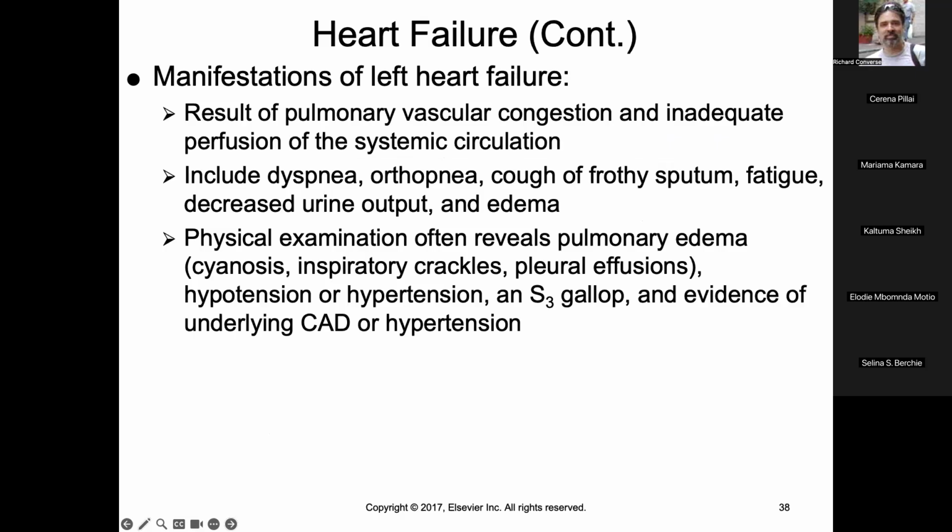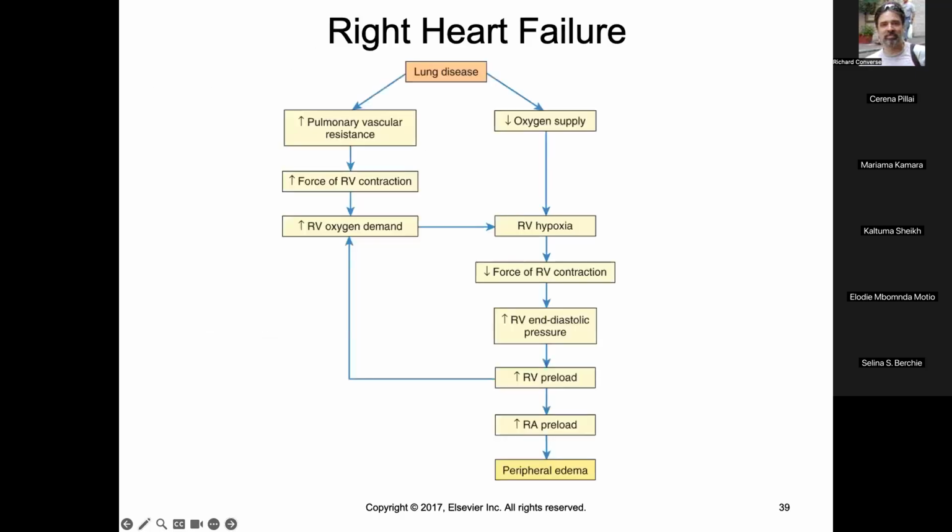Physical exam often reveals pulmonary edema with cyanosis, inspiratory crackles, and pleural effusion. Hypotension or hypertension, an S3 gallop, and evidence of underlying coronary artery disease or hypertension. Okay, so you can see there the results, right? The right side is continuing to pump its normal volume. The left side is not. All right, the blood has to pool in the lungs, and those are the results. In addition to which, the systemic supply is going to be reduced, right?